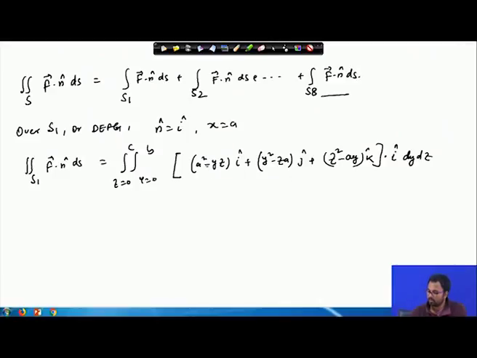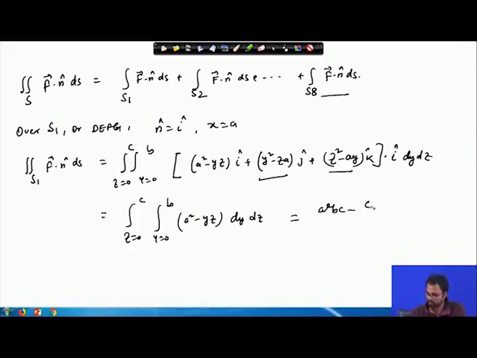So, when we take the dot product with this, these two terms will vanish, and therefore, we will have z running from 0 to c and y running from 0 to b. So, this will be (a square minus yz) dy dz. Now, we integrate with respect to z first and then with respect to y, it is up to us, and therefore, ultimately we will obtain a square bc minus c square b square by 4.